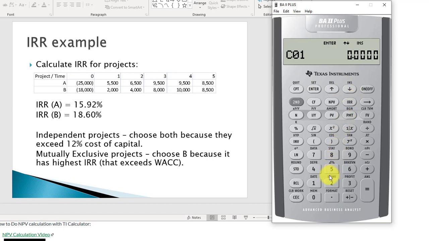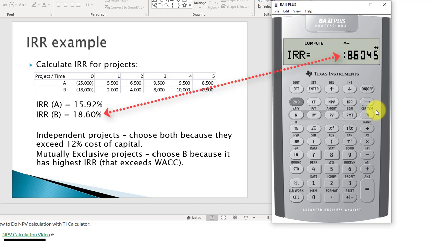Cash flow 1 is 2,000. Frequency is 1. The next cash flow is 4,000. Frequency of that second cash flow is 1. The third cash flow is 8,000. I'll hit enter. Frequency is 1, so I'm ready for the fourth cash flow. Again, the way to think of this is the fourth unique cash flow. It only happens once, and so the last cash flow is 8,500. I hit enter, and now I'm done. The frequency is 1. Hit IRR, then the compute button.